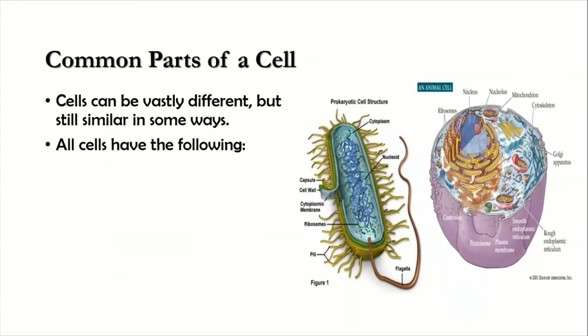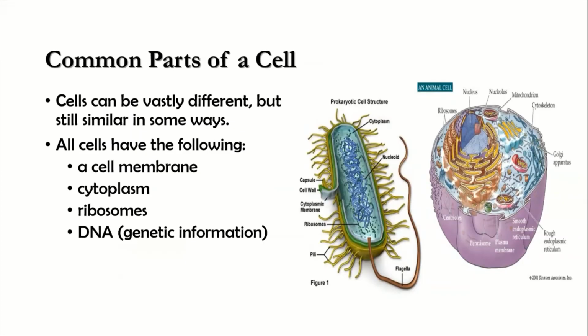Okay. So here are the common parts of a cell. Cells can be vastly different, but they have the same characteristics, or same parts. All cells have the following: a cell membrane, cytoplasm, ribosomes, and your DNA or genetic information. Now let's go to the different cell parts and their functions.